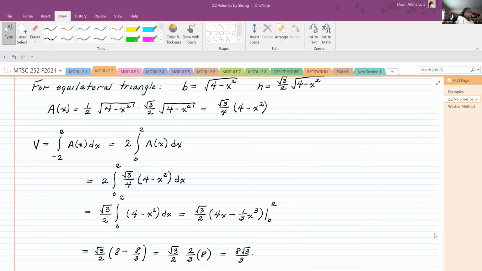So the first thing I need you to understand is that with volume by slicing, you must find the area of whatever it is. Whatever the particular region is, you must find the area of it. Okay, so here's another problem. That one does the same thing.